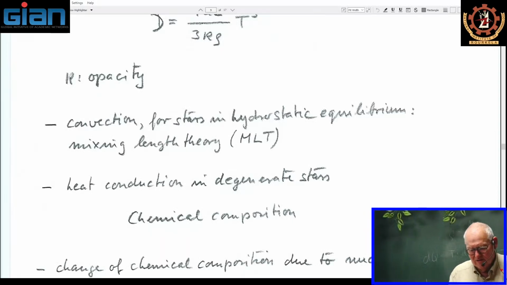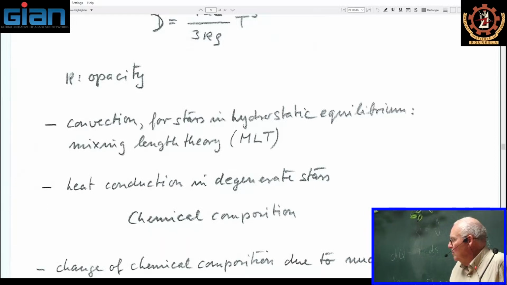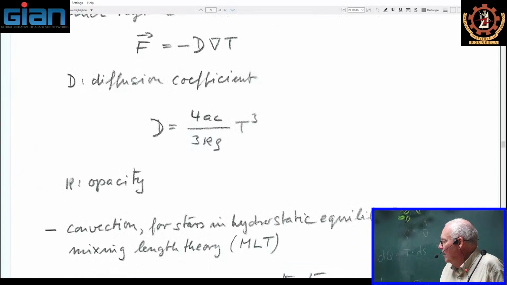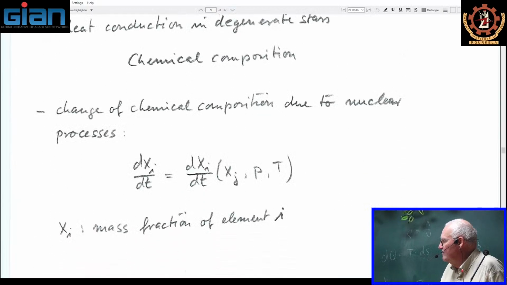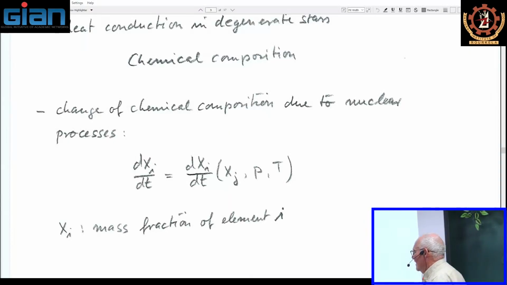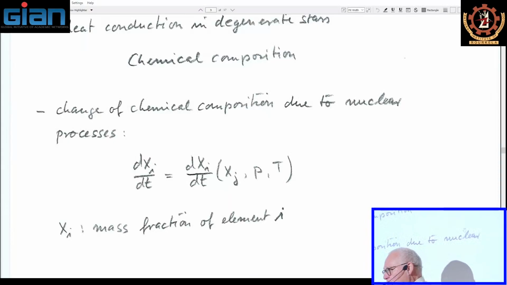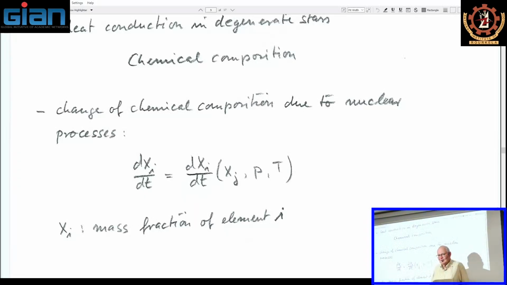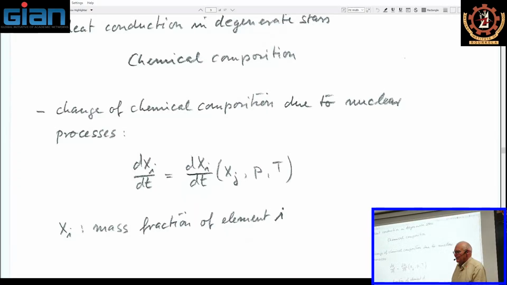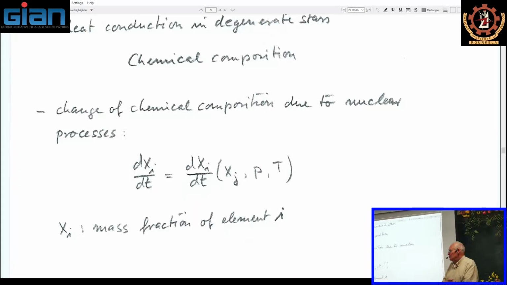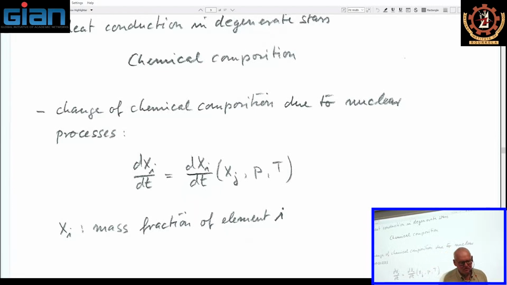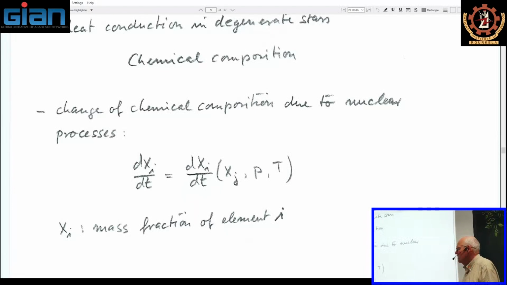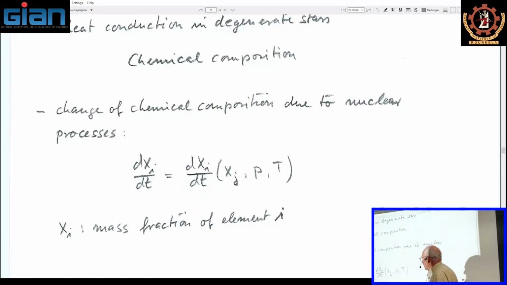And to calculate the change of chemical composition, we need to invoke nuclear physics, and in a very formal and crude way, I write it down here in the following form, in the Lagrangian sense. So d by dt, in the Lagrangian sense, of the mass fraction of some species. This could be xi, where i denotes the various species. This could be carbon, oxygen, hydrogen, helium. This is controlled by nuclear physics.